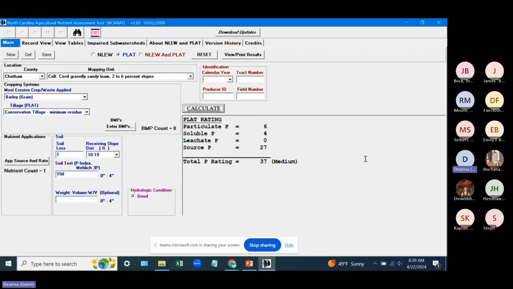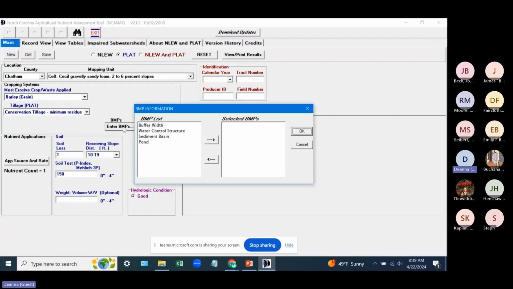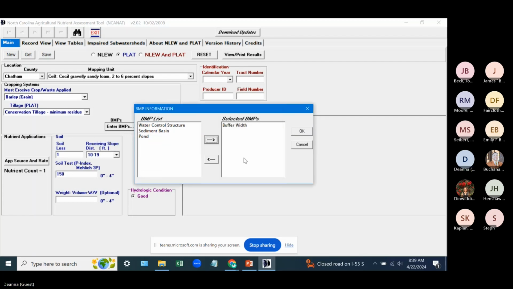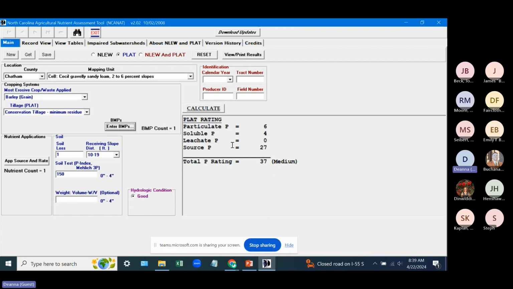So it looks like a lot of the phosphorus is coming from our animal waste. Some of it's coming from particulate P. But if we put a buffer in, let's see what happens. I haven't done this, and we're going to say it's 50 feet. And we recalculate, that's where we have our conservation practice, and we now drop it down to a low.